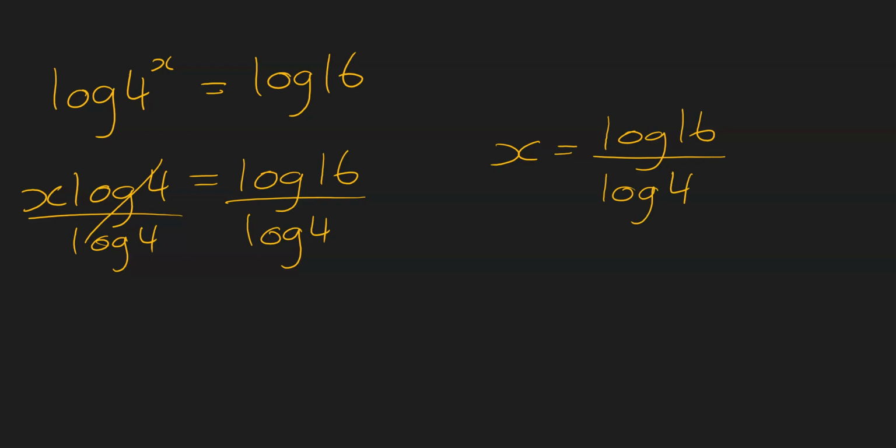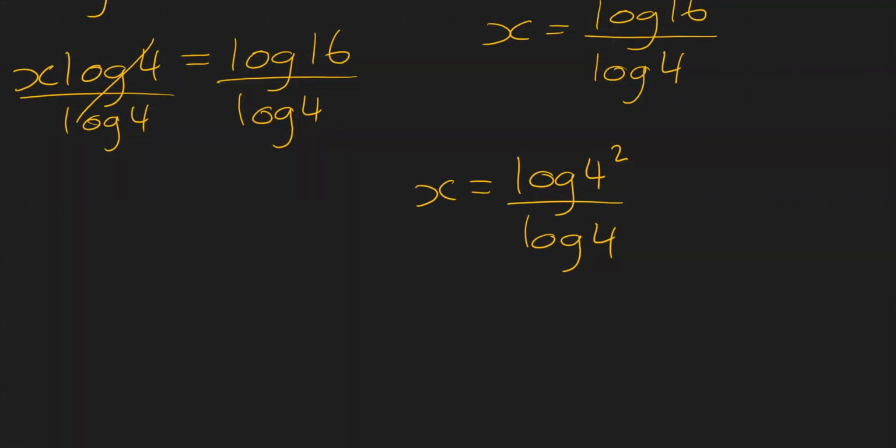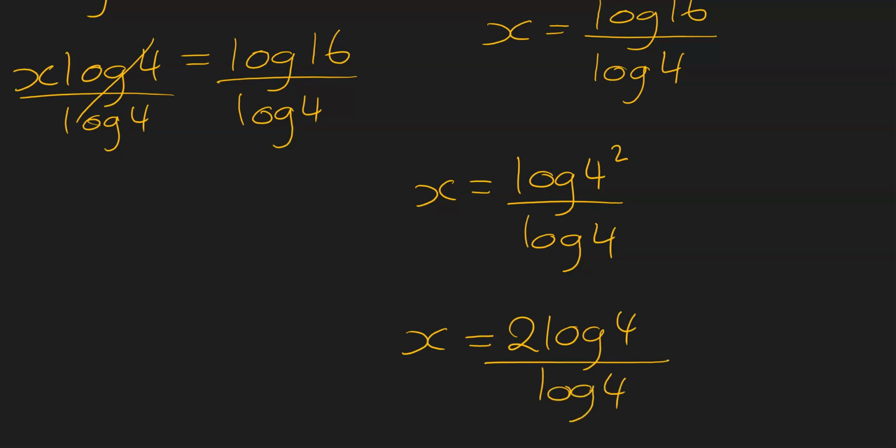Now obviously we can write this 16 in terms of a base 4. So we can rewrite this as x equals log of 4 squared over log of 4. Cool. Now all you can do is apply another log rule over there and go, well, x equals 2 log of 4 over log of 4. And yes, you would have guessed it right. You can cancel out the log of 4 over there and the log of 4 over there, and you get x equals 2.